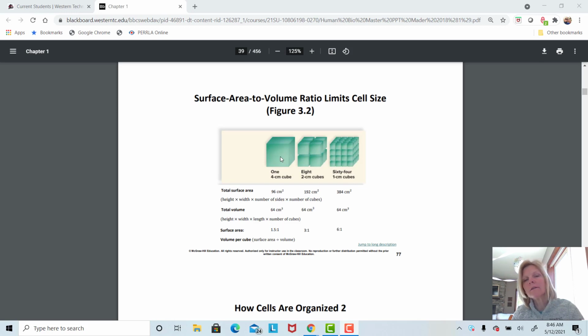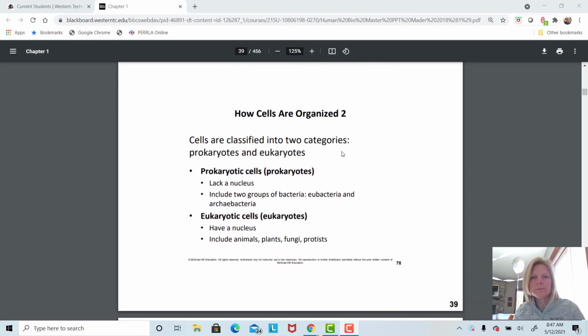But if I take that cell and break it up into smaller cells, look at the surface area that I have. It goes from 96 to 384 if I break this down into smaller cells. The volume is the same, but the surface area is a lot larger. And that's ideal because, again, our cells are constantly absorbing and releasing materials to maintain homeostasis.